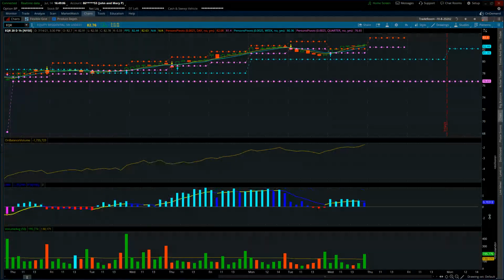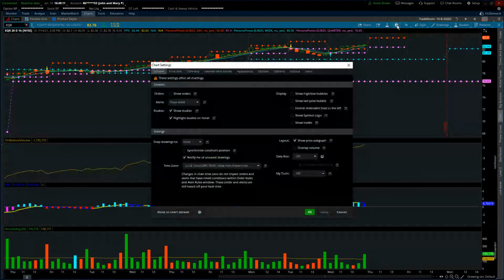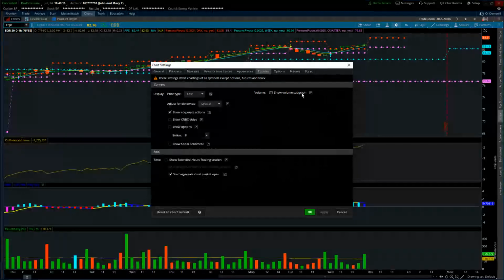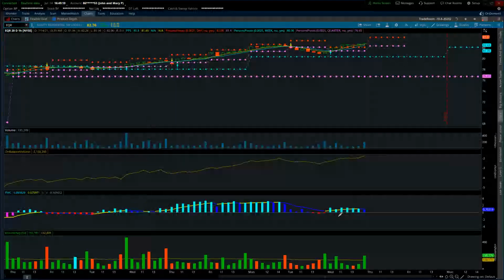My bad. In other words, if you go up to the wheel of settings here, the cog wheel, and you go to equities, you'll notice volume shows subgraph volume. That's where it is. I'm so sorry. Hit apply and hit OK. And there's your volume. It's the same as down here.